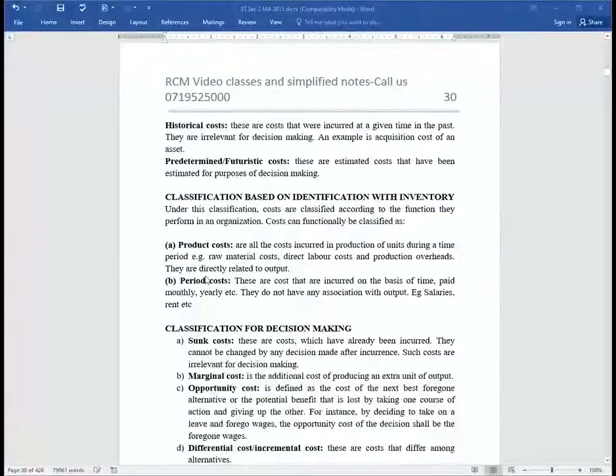So we have here classification for purposes of decision making, of which the first bucket here is the sunk costs that have already been incurred. In the future, they are not relevant to us. And then B, we have marginal cost, is the additional cost of producing an extra unit of output. Marginal cost, the incremental cost of producing an extra unit.